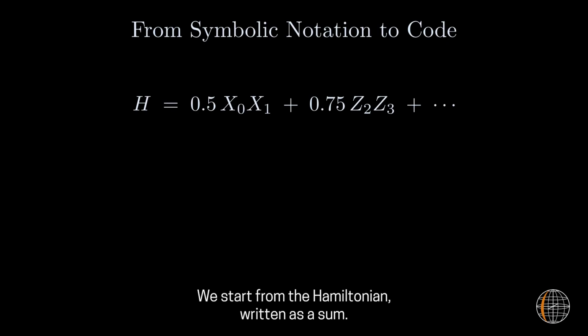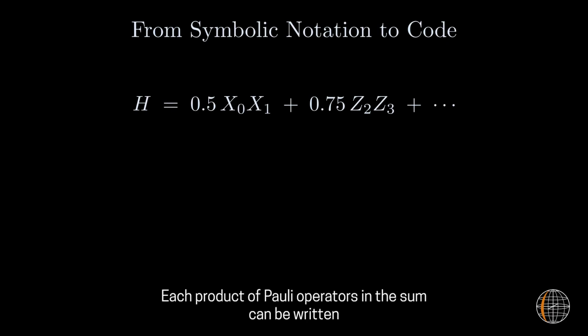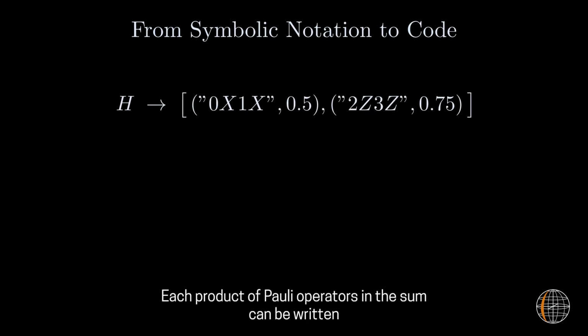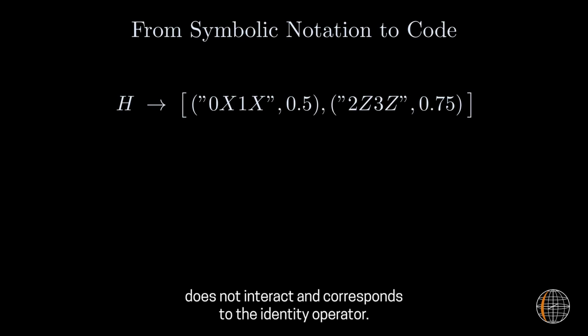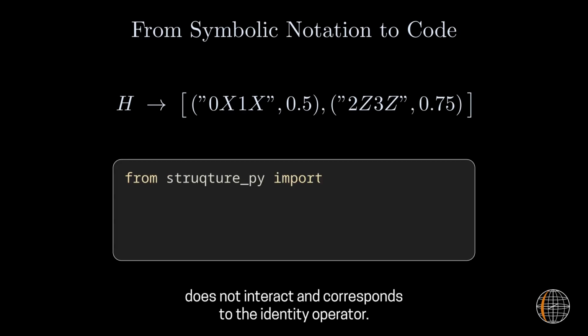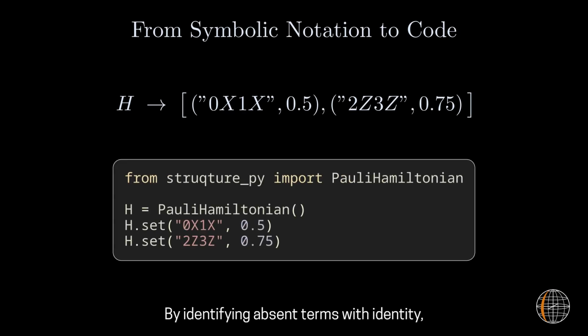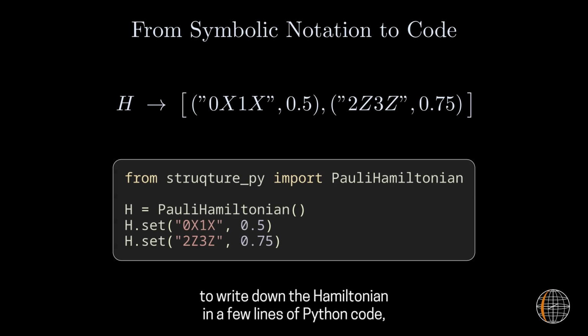We start from the Hamiltonian written as a sum. Each product of Pauli operators in the sum can be written as a string of spin index and the operator on this index. Each spin index not appearing in the string does not interact and corresponds to the identity operator. By identifying absent terms with identity, we arrive at a very compact way to write down the Hamiltonian in a few lines of Python code, and it takes up very little memory on the computer.